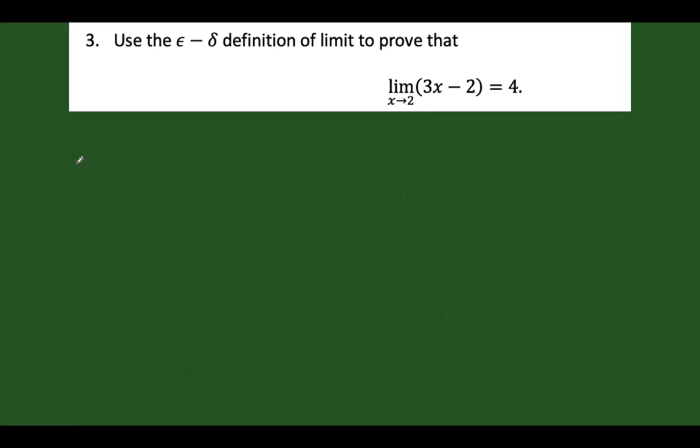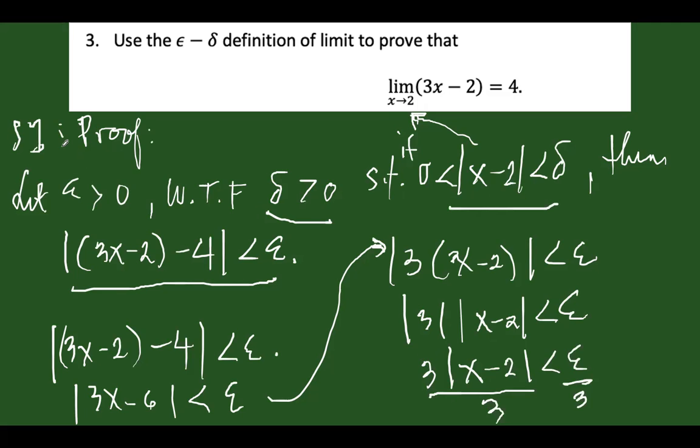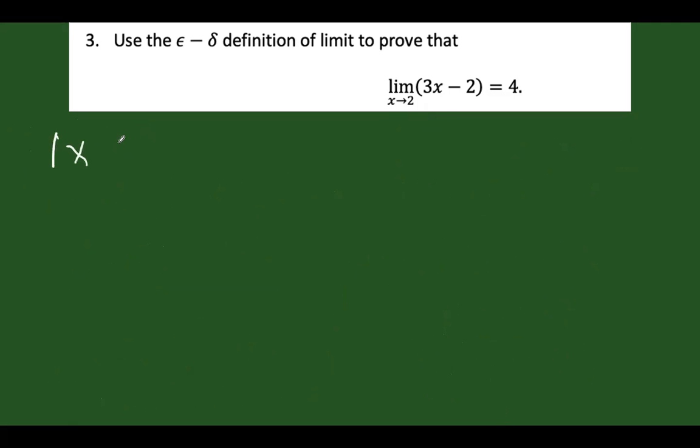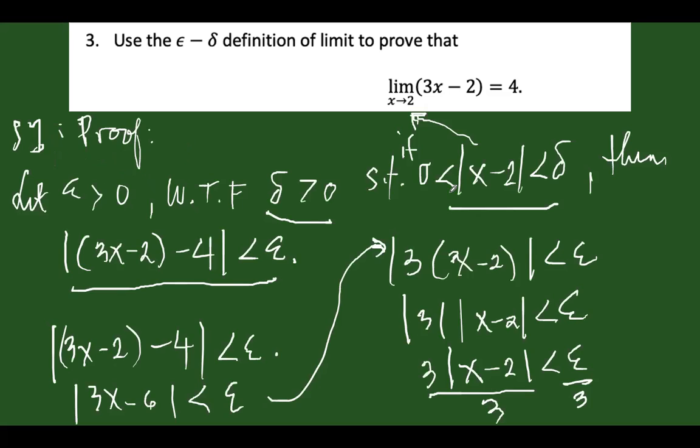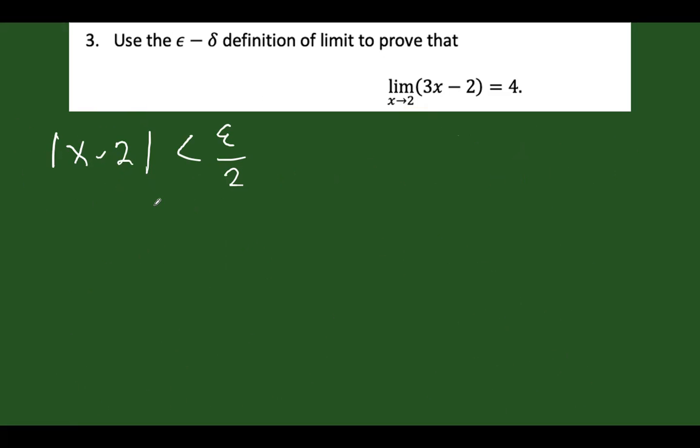Okay, we got the absolute value of x minus 2 is less than epsilon over 3, correct? All right, now here we found that we have already expressed the left-hand side in terms of the absolute value of x minus 2. And if we review the statement that we have at the very beginning, that's the absolute value of x minus 2 is less than delta, but greater than 0.